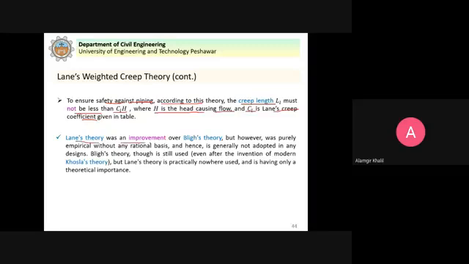So Lane's theory was an improvement over Bligh's theory, but however was purely empirical without any rational basis, and hence is generally not adopted in any designs. Bligh's theory, though it is still used, even after the invention of another theory which is nowadays used, we will discuss in detail, that is the Khosla's theory. But Lane's theory is practically nowhere used and has only theoretical importance. Although Lane's theory was an improvement, because it lacked the rational basis, it is not adopted for design of these hydraulic structures.